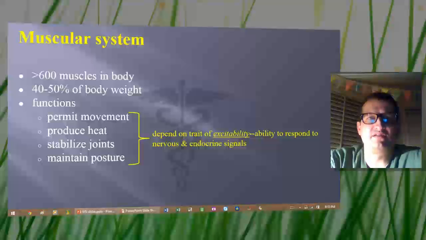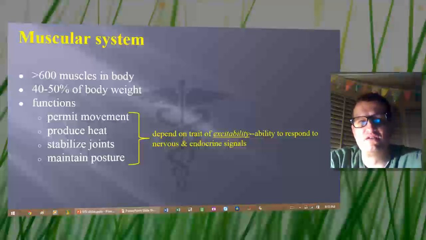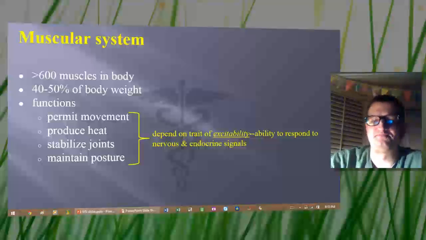All of this depends on a unique feature of muscle tissue, and that's excitability, which is the ability to respond to signals from the nervous and endocrine systems.